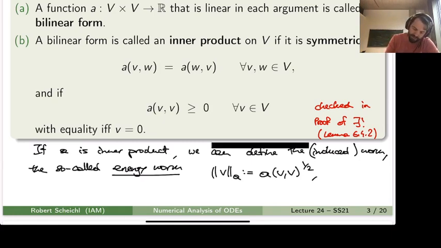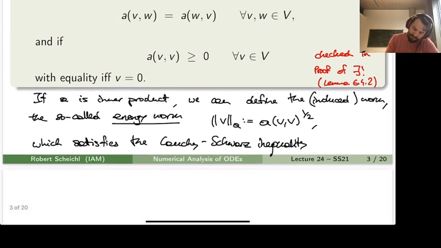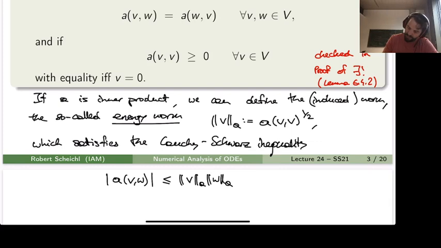And this satisfies, of course, Cauchy-Schwarz, which we'll need. It is a norm, so in particular, it satisfies Cauchy-Schwarz. So A(V,W) in modulus is less than or equal to V in the A norm times W in the A norm, for all V, W in V, and this will be our 6.41.